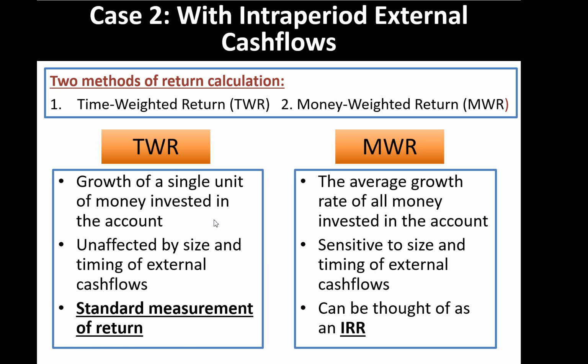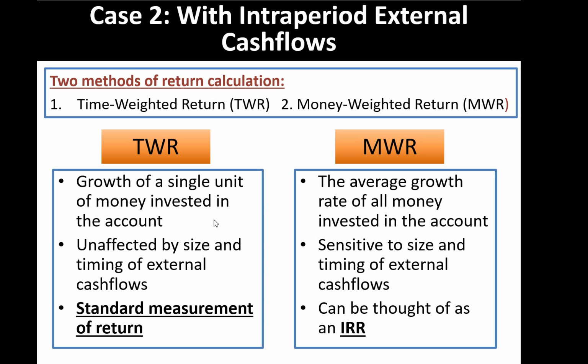So the time-weighted return is basically looking at the growth of a single unit of money, like $1 invested in the account. And based on how you calculate the time-weighted return, it ends up being unaffected by the size and timing of the external cash flows. As a result, it has become a standard measurement of return in the investment community, because it's widely accepted that, in general, a lot of companies can't really control when someone wants to withdraw or deposit money, and that shouldn't skew the return performance one way or another.